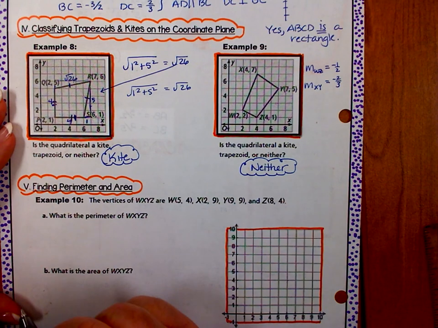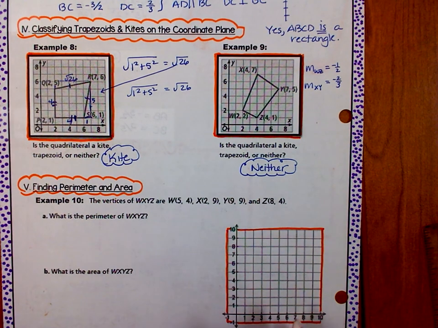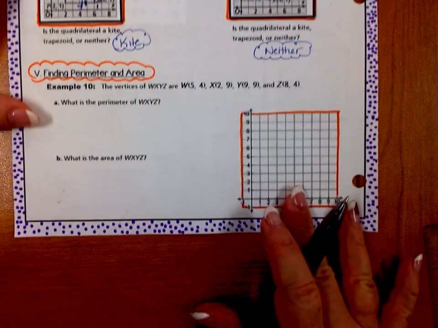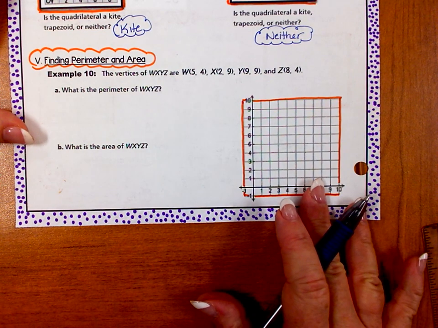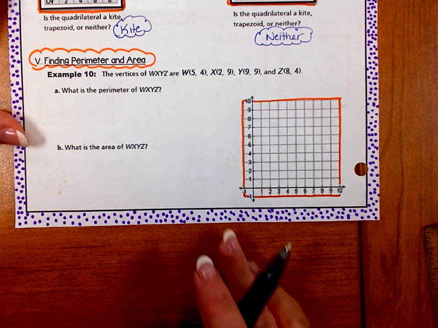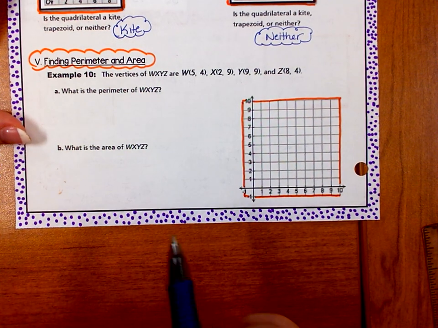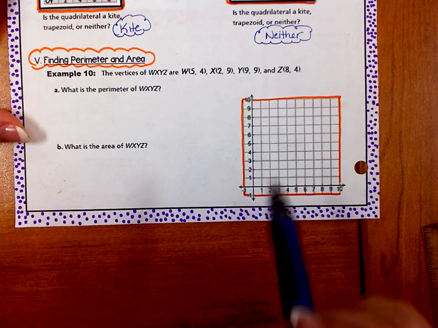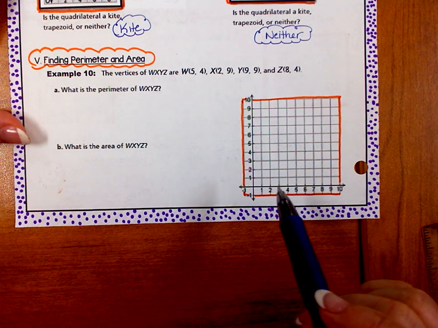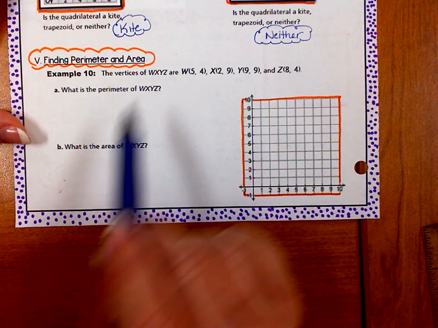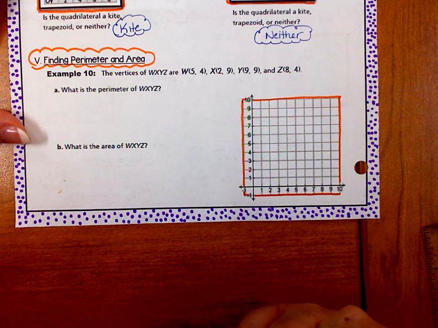All right. So we are finally on perimeter and area, and we're going to get into this a little bit more in the next video. So right now we want to figure out the area and perimeter of quadrilateral WXYZ. So since we have this empty graph, let's go ahead and sketch it.